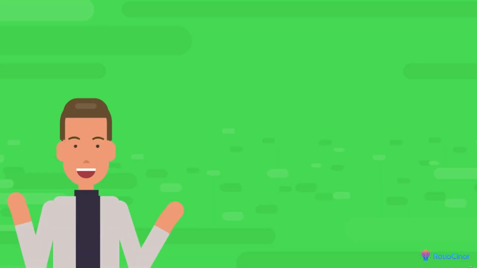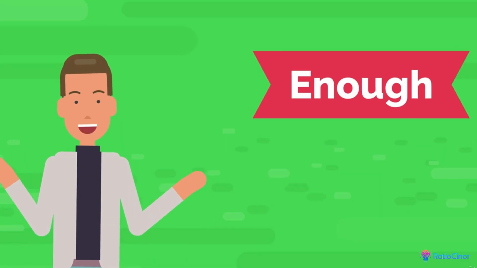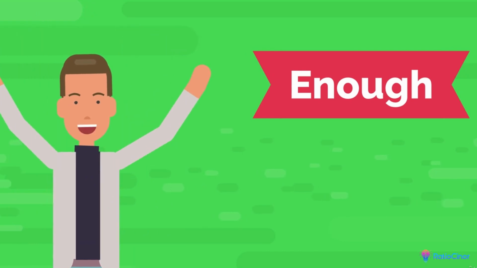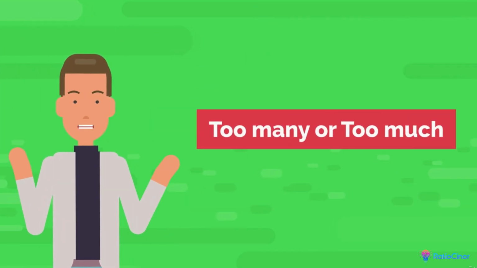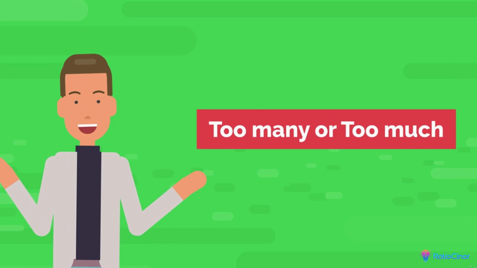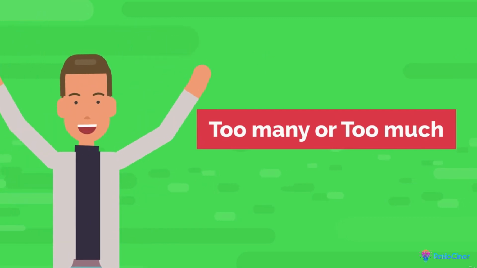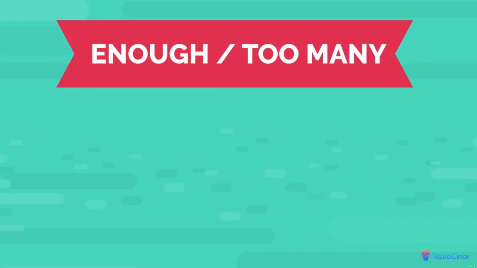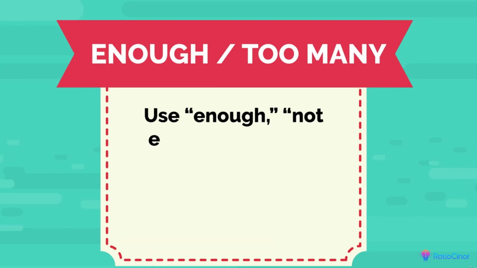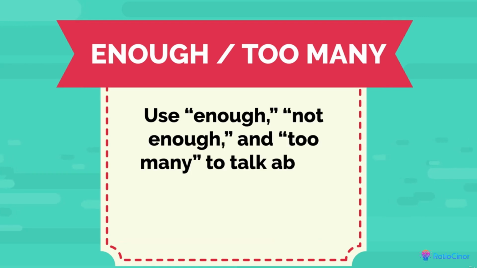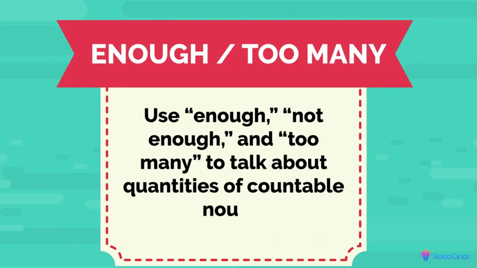Measuring. Use enough when you have the correct number or amount of something. Use too many or too much if you have more than enough. Enough, too many. Use enough, not enough, and too many to talk about quantities of countable nouns.